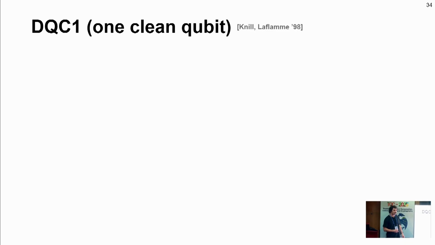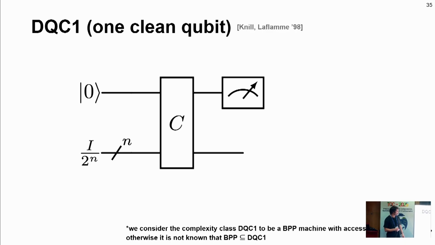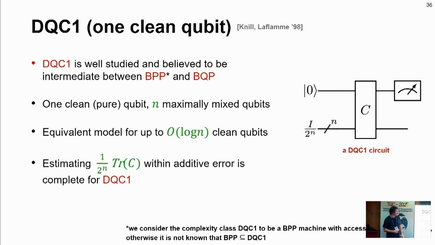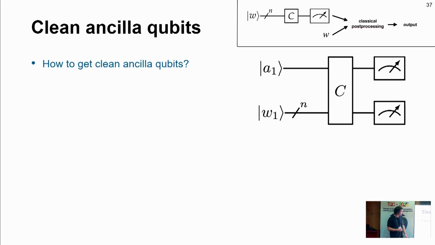In case you're not familiar with one clean qubit or DQC1, the model is you have one clean qubit and the maximally mixed state on n qubits, and you apply a polynomial sized quantum circuit and then measure the clean qubit. For those of you who are familiar with one clean qubit, there are some facts. If you're not familiar, that's okay, it won't be important. But there's a question here: in half BQP, how do we simulate one clean qubit? In particular, how do we get clean ancilla qubits in a half BQP computation?